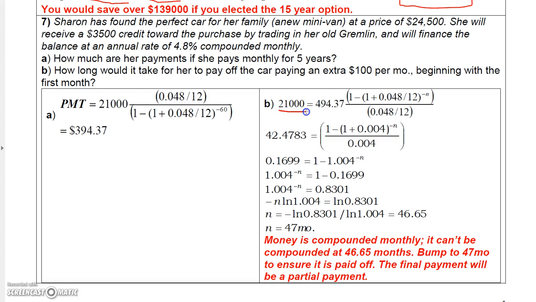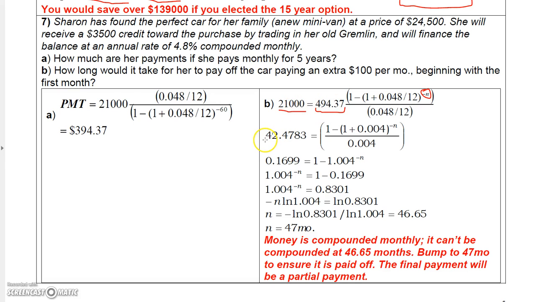Sharon has to pay off a $21,000 debt, and she's going to pay an extra $100, so she's going to pay $494.37. I've given you the present value formula here with her rate, and we're going to solve for n, and we want to see how long it will take her to pay it off if she pays that extra $100.